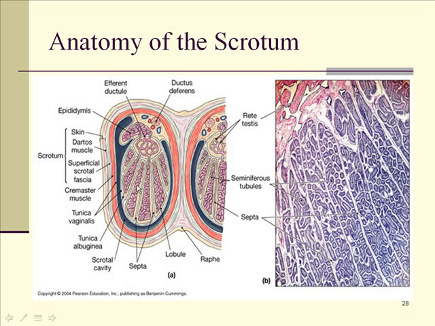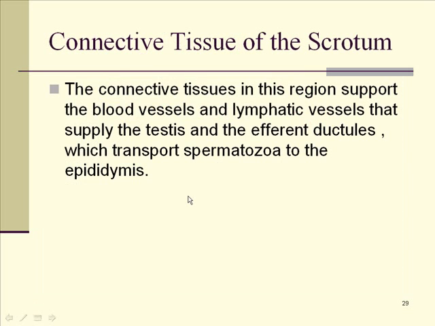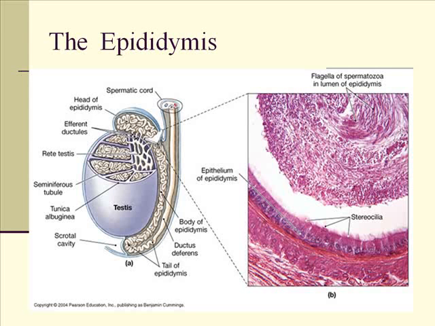These tubules that we see divided by the septae are referred to as the seminiferous tubules. Again, we'll talk about those in a little more detail during the lecture. Connective tissue in these regions supports blood vessels, lymphatic vessels, the testes, and the ductal tubule system, the efferent ductules, which transport spermatozoa to the epididymis.